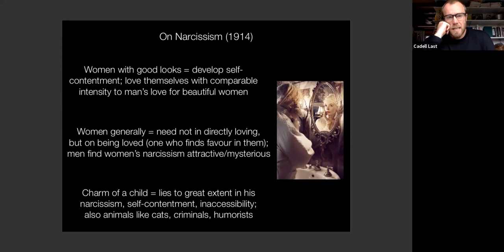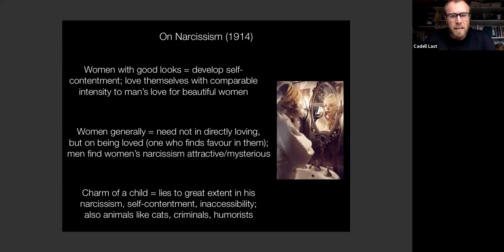So very interesting. He makes a lot of interesting comments about narcissism and women. Specifically, he said that women with good looks tend to develop a self-contentment with themselves. They love themselves with comparable intensity to a man's love for a beautiful woman. So you get here the dynamics that he's describing, and also why there's this strong sexual division here at work in psychoanalysis.